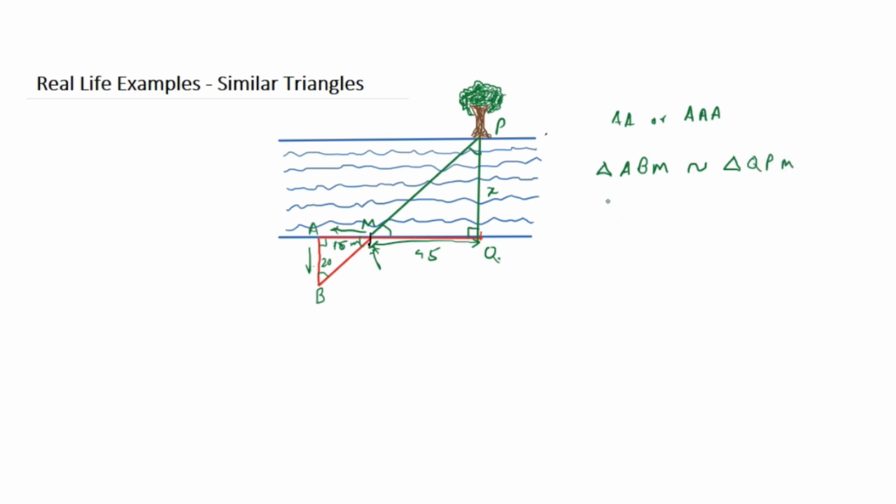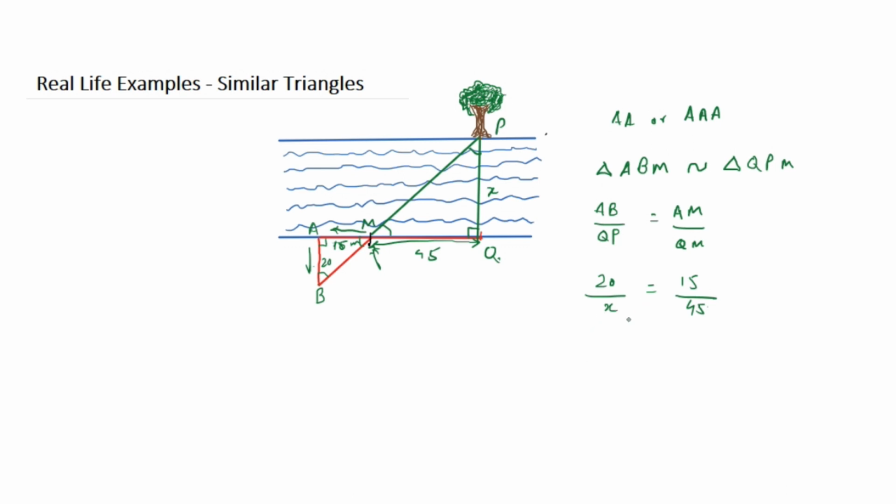So the ratio of the corresponding sides is that AB over QP should be equal to AM over QM. We know the length of AB is 20 meters. We know the length of QP, which we have taken as X, is unknown. AM is 15 meters since we had measured that, and QM is 45 meters.